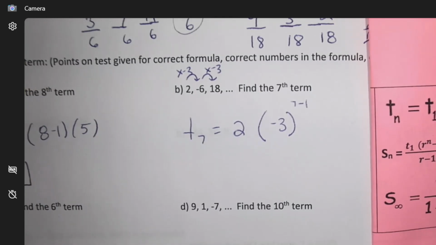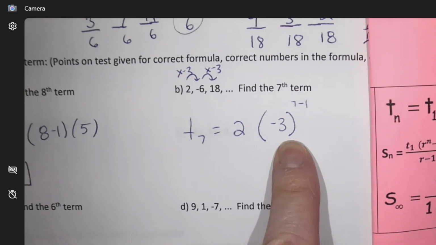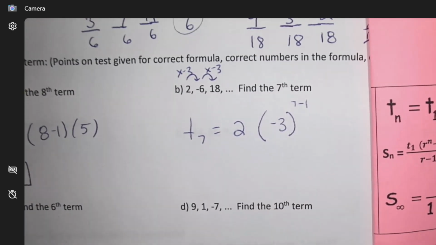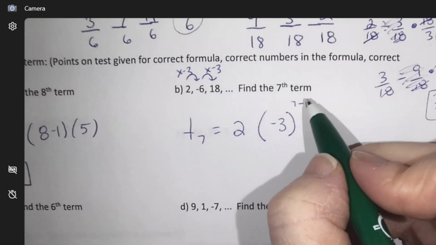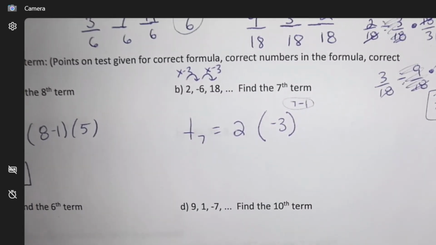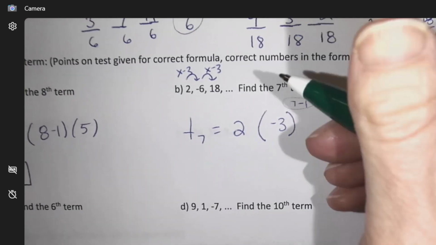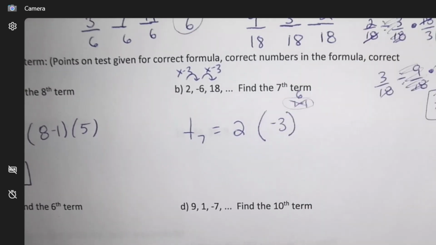Okay, so there's my formula. R is the multiplier, -3. N is 7 because of the 7 terms. Okay, please don't ever type this into your calculator, 7 minus 1. You should just type in 6. Okay? So then you don't have to worry about another weird bracket.